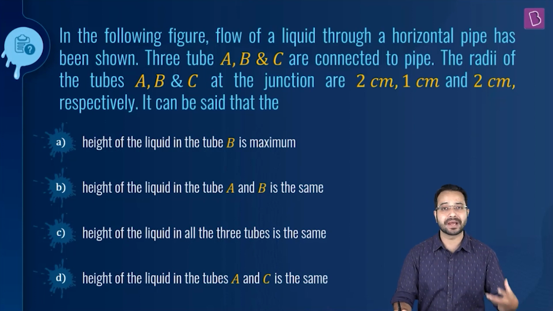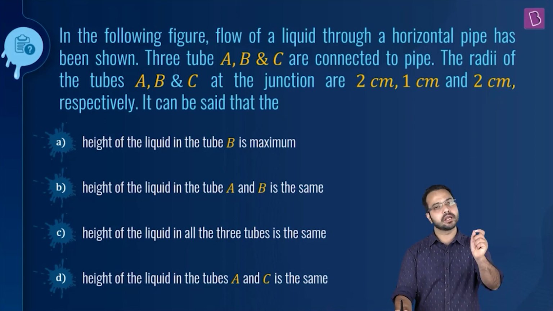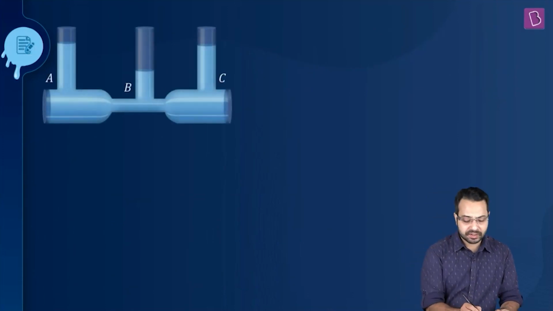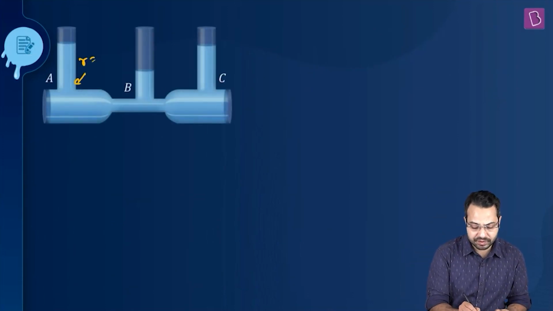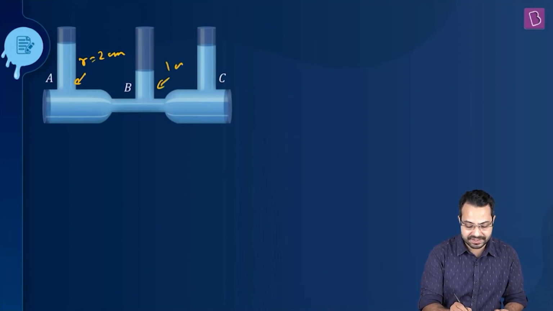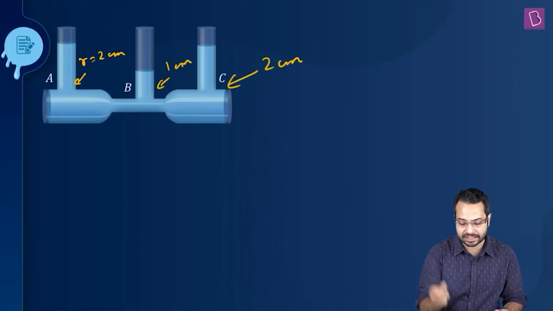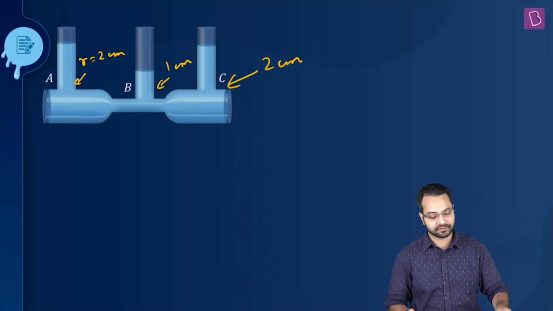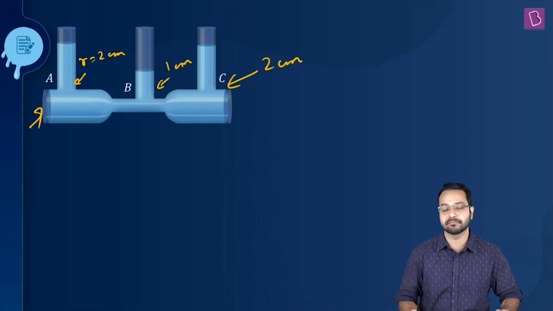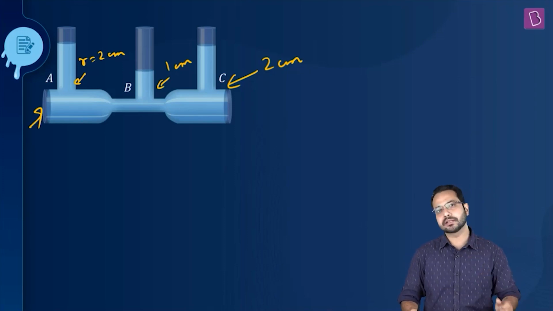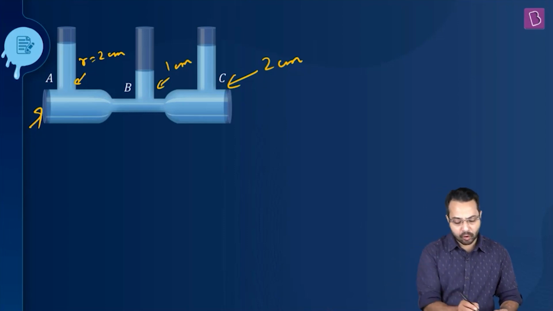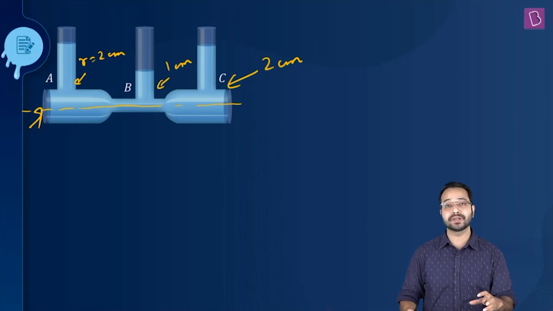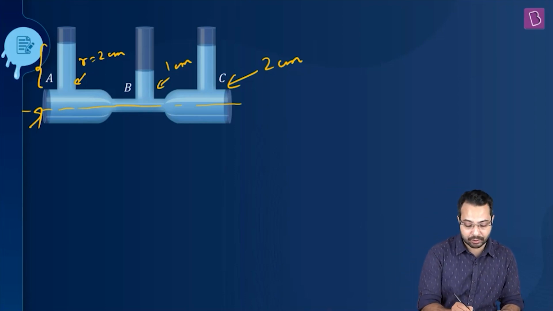So basically we have to compare the height of the liquid column in the respective tubes. All right, so this is the situation. Here the radius is 2 centimeter, the radius here is 1 centimeter and the radius here is 2 centimeter. So at A and at C, the radius of the tube is the same, and at B it is lesser. And all of this is happening at the same horizontal level. What we have to do is compare the heights of the liquid column.